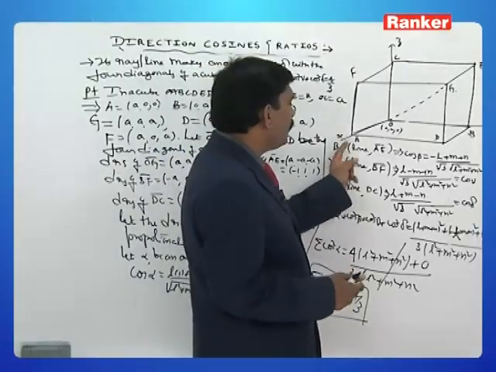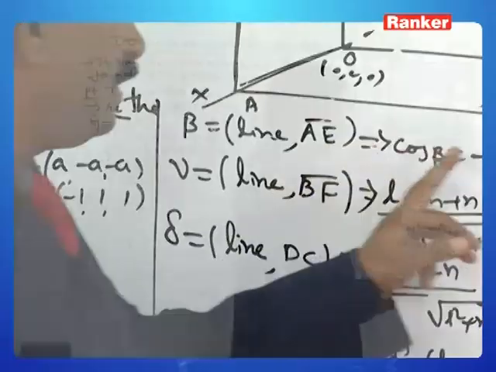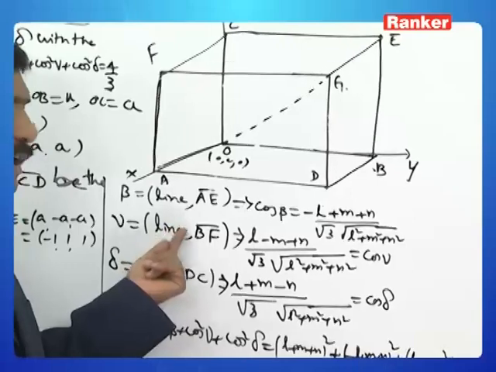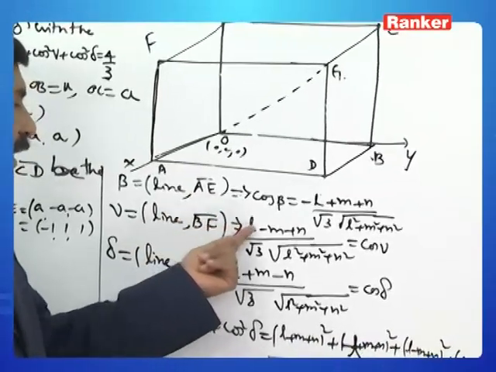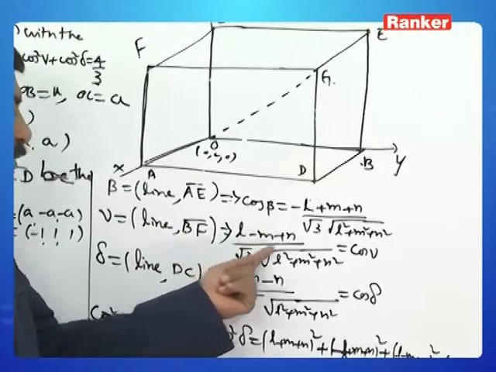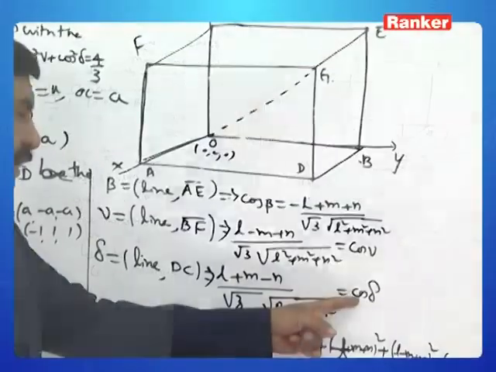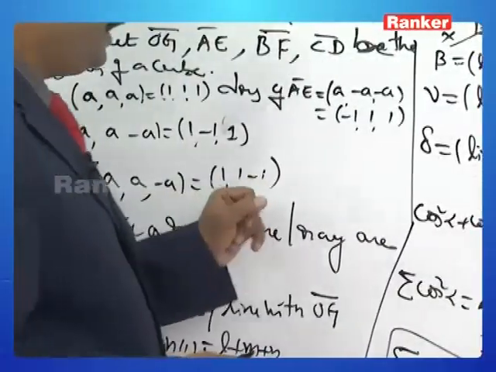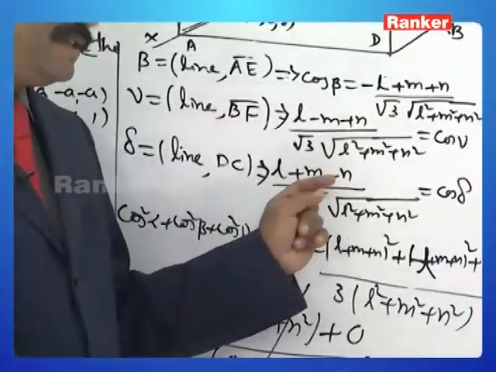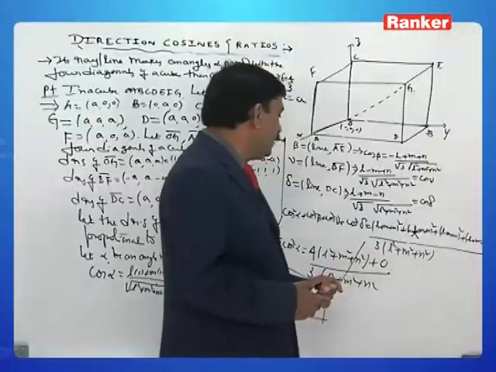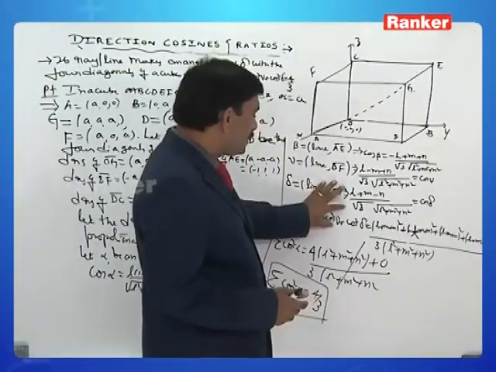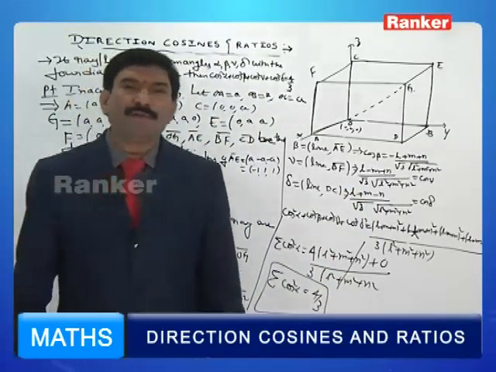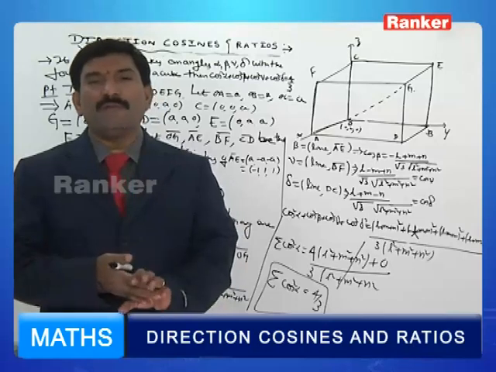Beta is the angle between the line and the AE diagonal. Next, cos gamma, the angle between the line and the BF diagonal, is (l minus m plus n) by root 3 into the square root of l square plus m square plus n square. Next, cos delta is for the line and DC, whose DRs are 1, 1, minus 1. Therefore (l plus m minus n) by root 3 into the square root of l square plus m square plus n square. Now cos square alpha plus cos square beta plus cos square gamma plus cos square delta, if you simplify, you get 4 by 3 as the value.